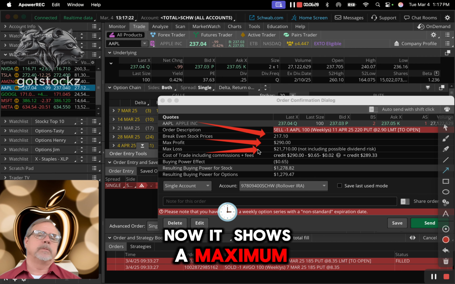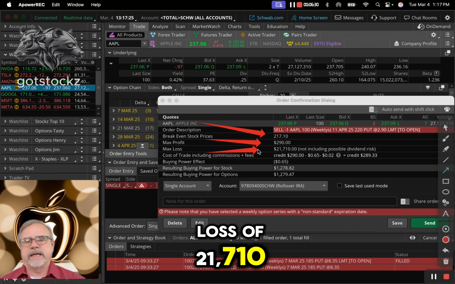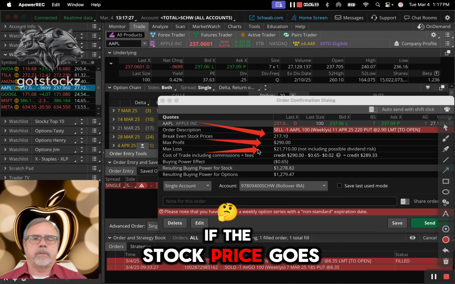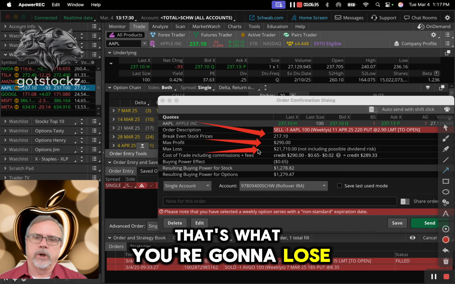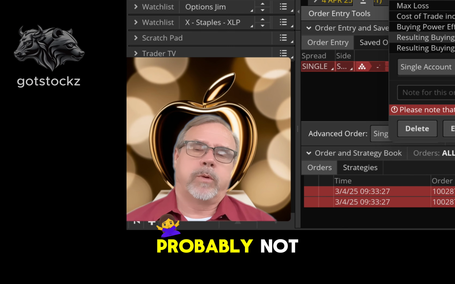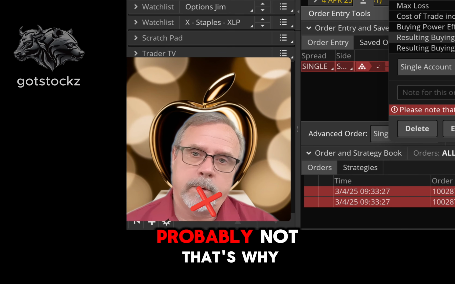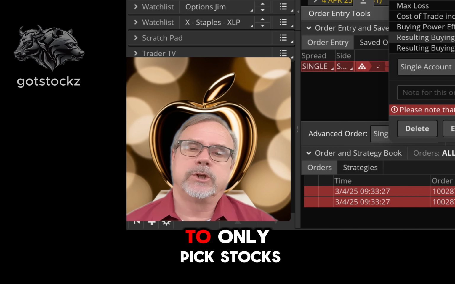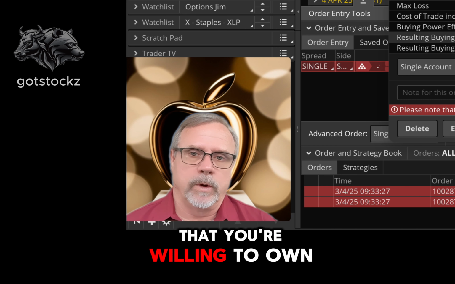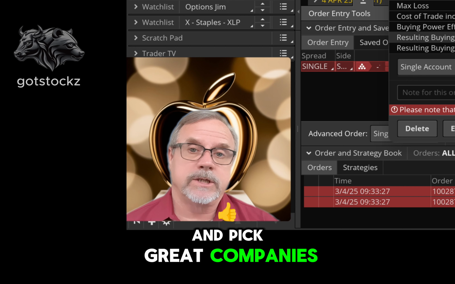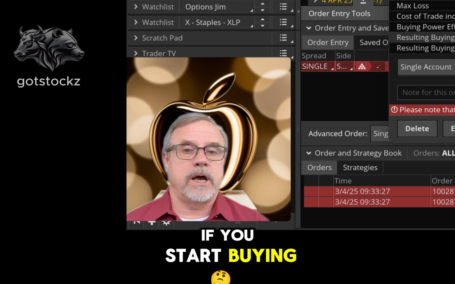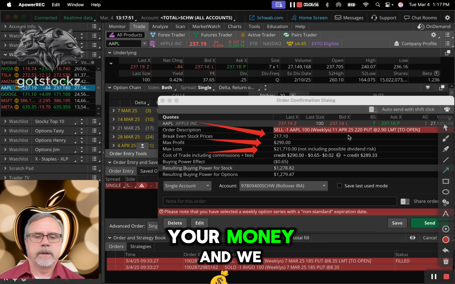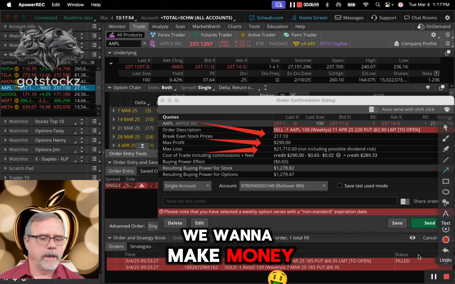Now it shows a maximum loss of 21,710. They have to show you that if the stock price goes to zero, that's what you're going to lose. But is that going to happen with Apple? Probably not. There's no guarantees. That's why they recommend to only pick stocks that you're willing to own and pick great companies. If you start buying skeptical stocks, well, you can lose all your money. And we don't want to do that. We want to make money.